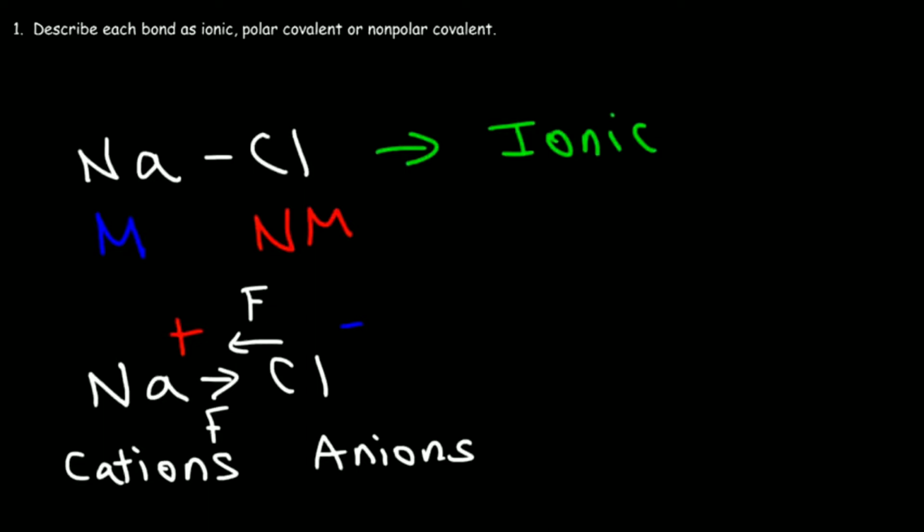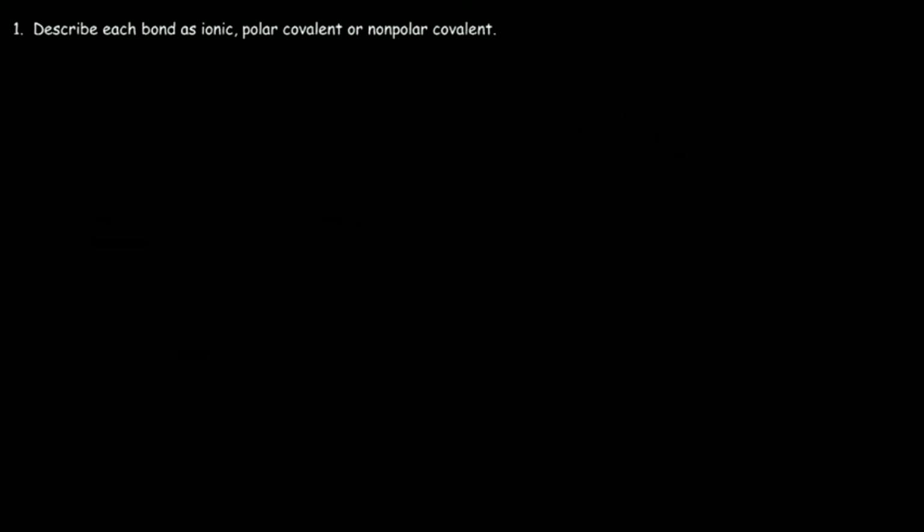Now, it's important to understand the difference between an ionic bond and a covalent bond. In a covalent bond, the electrons are shared. In an ionic bond, the electrons are transferred. In a polar covalent bond, they're shared unequally, but in a non-polar covalent bond, the electrons are shared equally. Sodium has 11 electrons, but it has 1 valence electron. Chlorine has 7 valence electrons.